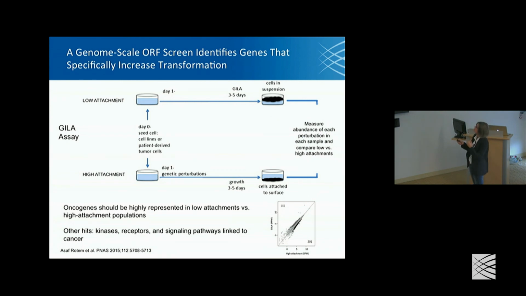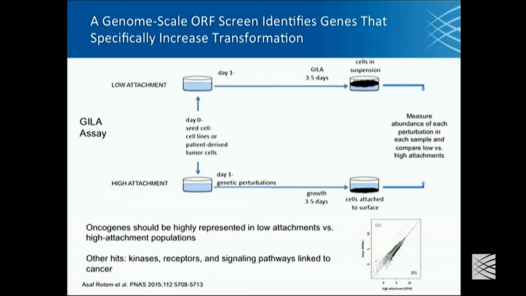So Asaf actually did a screen to study genes that specifically increase transformation using GILA. He took the cells and seeded them in two different conditions: one is low attachment, the GILA, and the other is high attachment. The following day, he infected with the genome-wide library. And a few days later, cells in GILA were in suspension, and cells in the high attachment were attached.